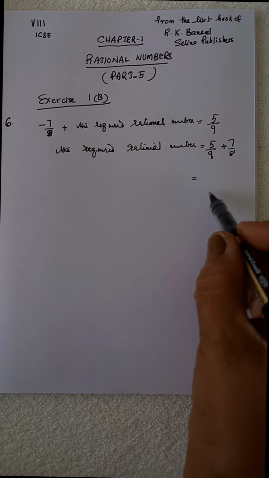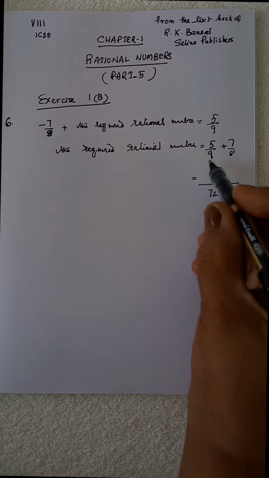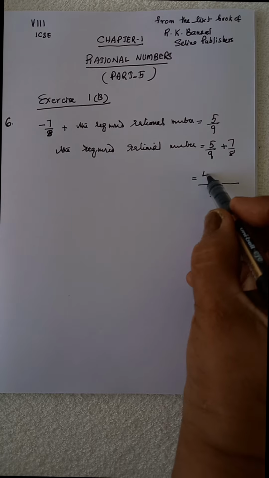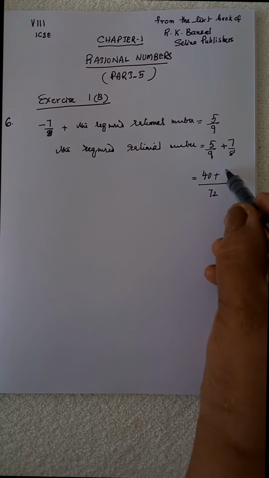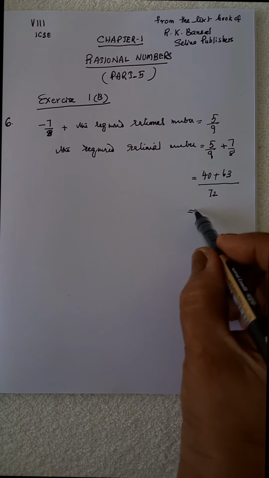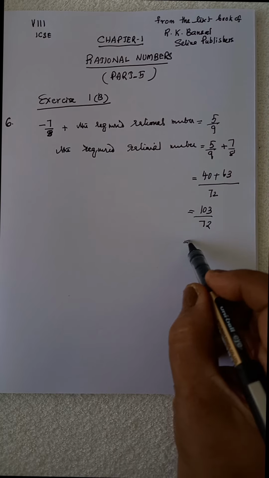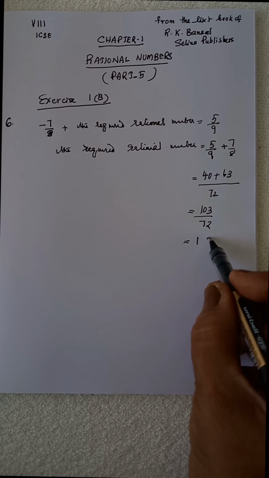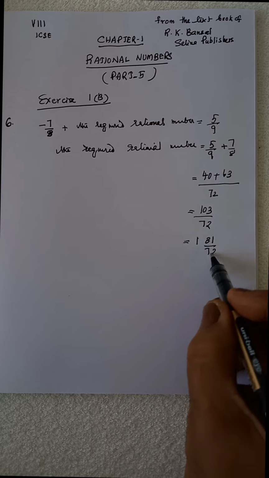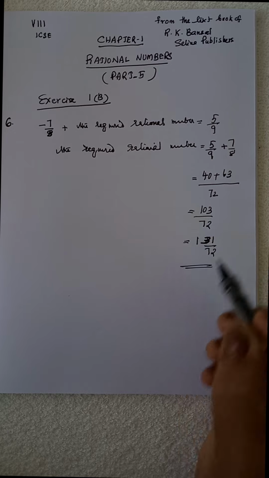Now, the LCM of 9 and 8 is 72, as there is no common factor. So, 72 by 9 is 8, and 8 into 5 is 40, plus 72 by 8 is 9, and 9 into 7 is 63. So, that is equal to 103 by 72. That is 1 times 72, and what is the balance? That is 31 by 72. So, that is 31 by 72.